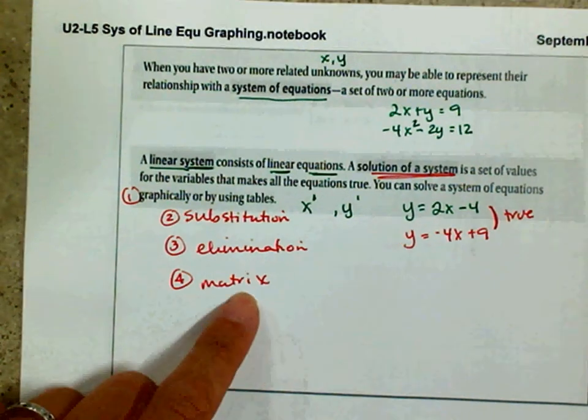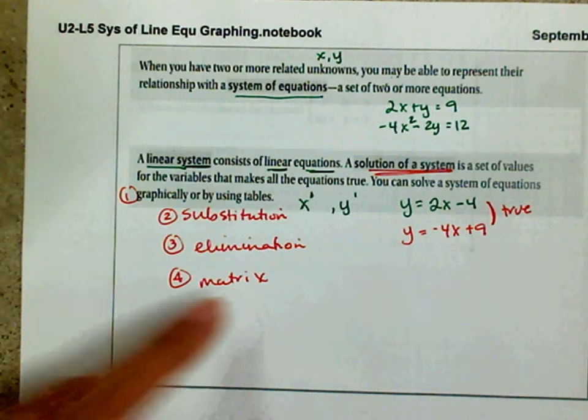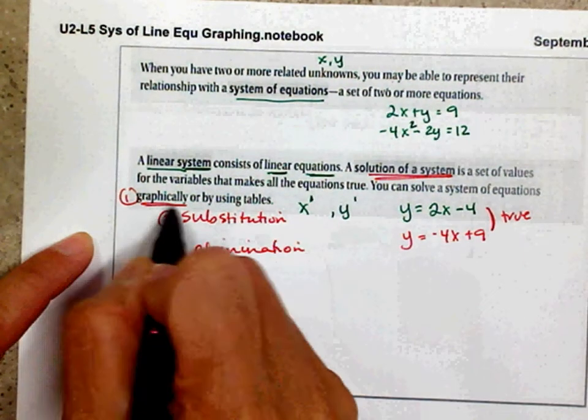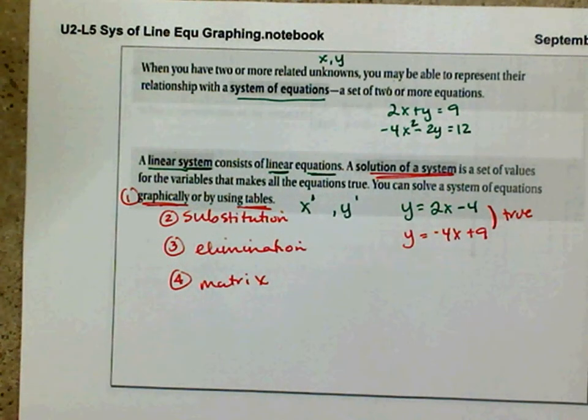This one is wonderful when it's more than two variables, like three variables, four variables, five variables. And it's the way businesses put together and organize their system, and it's like an Excel. So I'll just let you know, but today we are going to stick with graphs and tables. Okay? All right. So let's take a look at our first example.